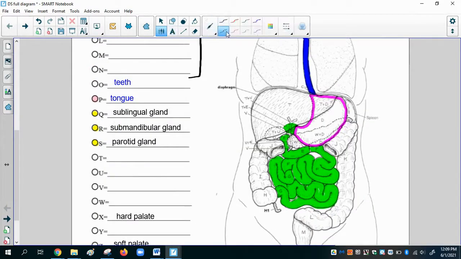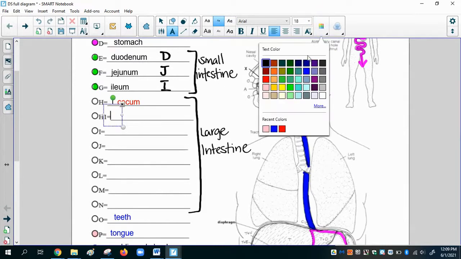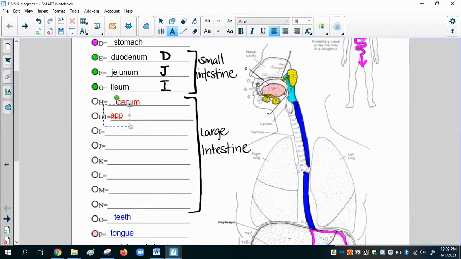So at this point, because we've absorbed all of our nutrients, we're not really talking about food anymore. We're talking about waste, so feces. Off of the cecum is this small worm-like appendage. That is the appendix. So that's going to be H1. And technically, the appendix is not really associated with the system other than the latest theory on its function is that it's a lymphatic organ. But it is hanging off of the cecum.